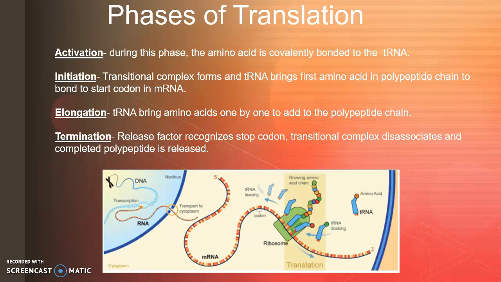The first phase is activation. During this phase, the amino acid is covalently bonded to the tRNA. During initiation, a translational complex forms and tRNA brings the first amino acid of the polypeptide chain to bond to the start codon in mRNA. During elongation, tRNA brings amino acids one by one to add to the polypeptide chain. And during termination, a release factor recognizes the stop codon, the translational complex dissociates, and the completed polypeptide is released.